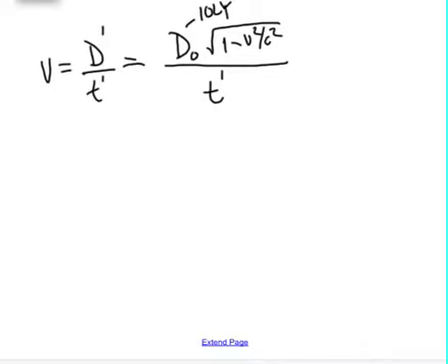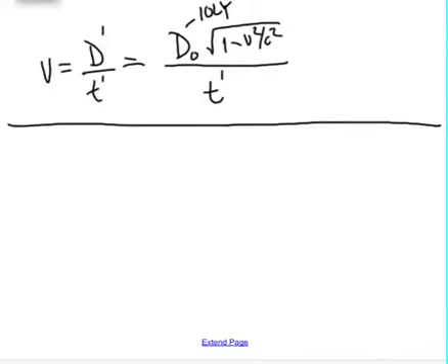Now I have to ask, which one of these times is the proper time? So let's consider the problem again. And again, we've got the Earth here. And we've got our distant star over here.